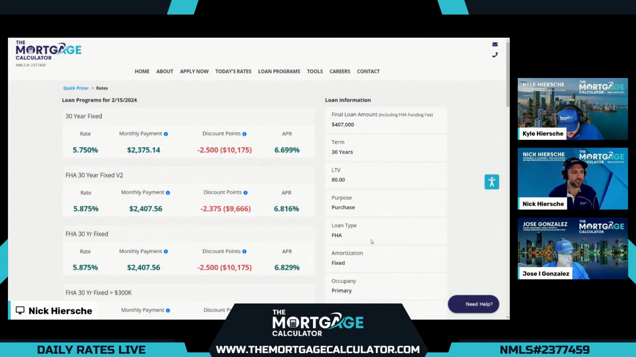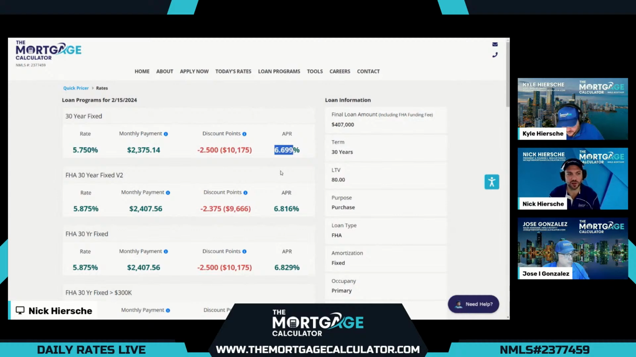So let's see if FHA has any reactions. And it's a touch lower. This option here at the top, 5.75 rate for 2.5 discount points and cost, puts the final APR at 6.699, which is a hair lower than conventional you see there.